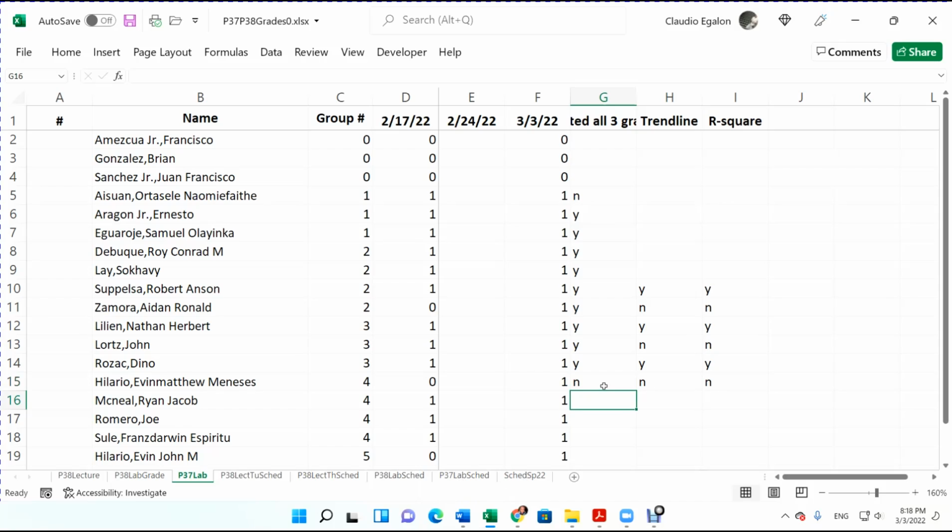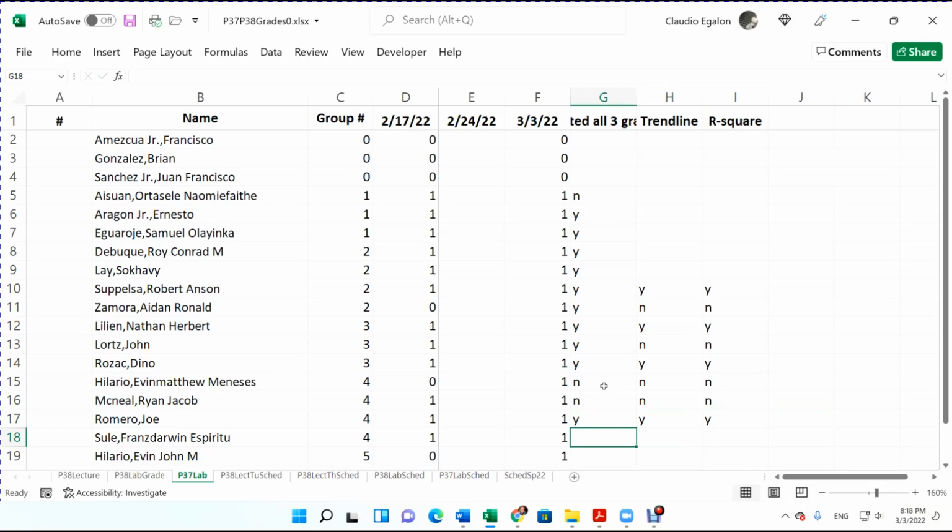Ryan McNeil. Three graphs? No? Not even the three graphs? No trend line, no R square. You gotta do that, okay? That's gonna be your last opportunity before you turn in the report. Joe Romero. Three graphs, yes, all good. Okay, trend line and R square. So work with your group members, okay, to help them out, Joe.